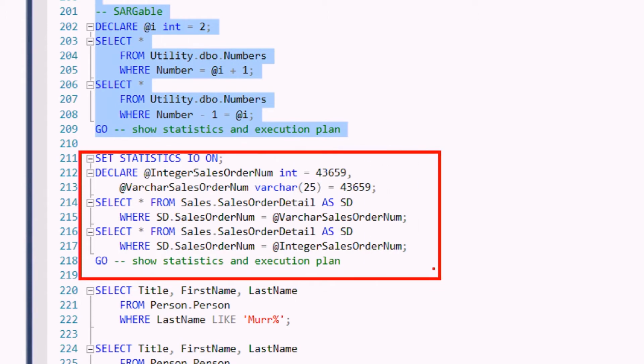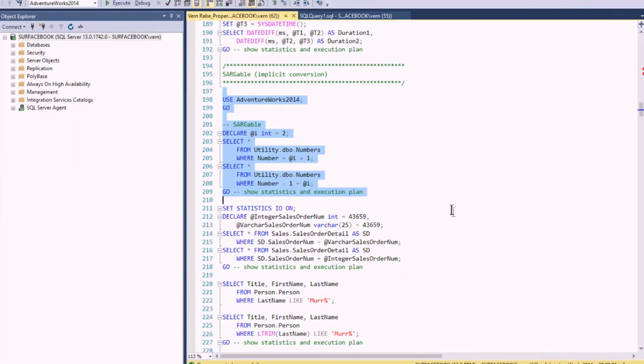With this, first of all, I'll set statistics IO on so I can see the pages that are read in order to satisfy the two queries. And then I'm going to do statistics and execution plans, and you can see huge differences here.